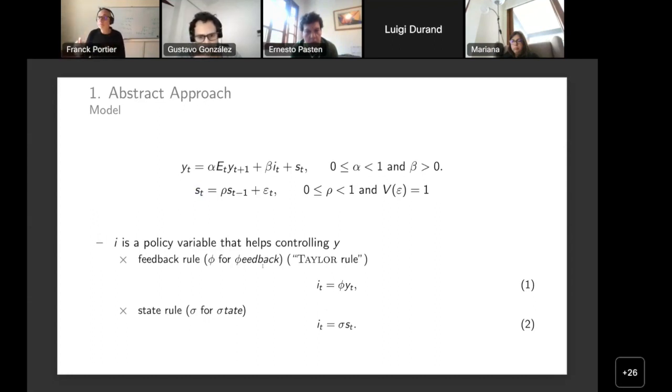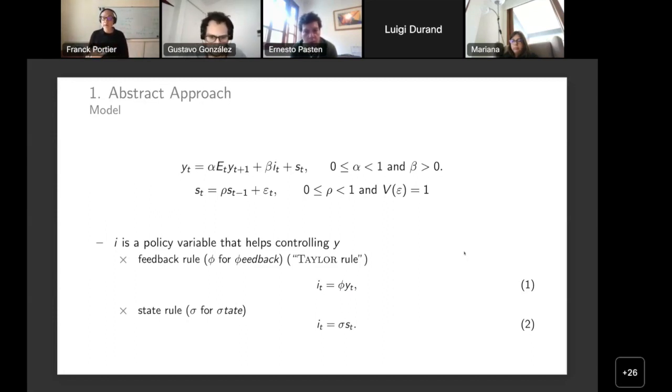Does it matter? One way to think about it is to say, once I have solved that model, of course, y will be a function only of the state. That's the solution. So then you can replace this y by some psi times s. So it should be more or less the same, right? I'm going to show that there is not an equivalence between those two types of rules.